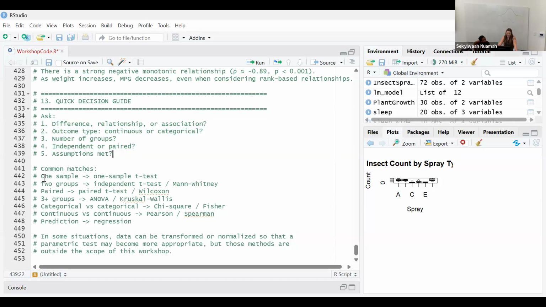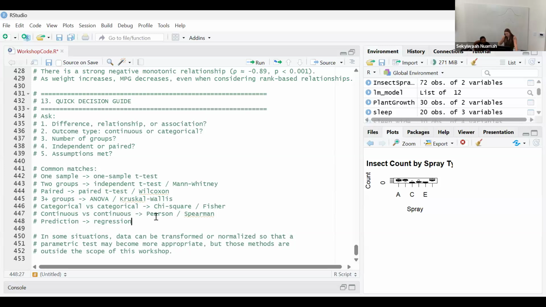And then here's a couple of common matches. One sample t-test, 2 groups, independent t-test. And if it's non-parametric, here's your alternative. You can just look at these common matches and compare them to your own research.